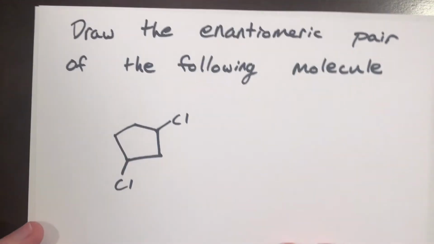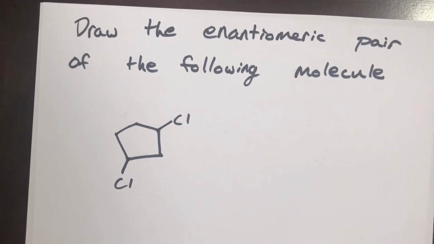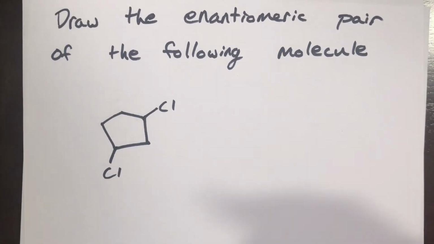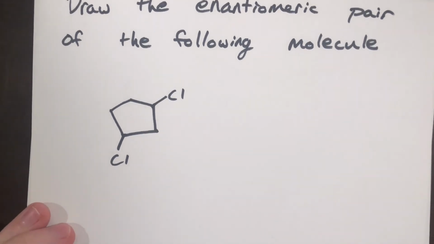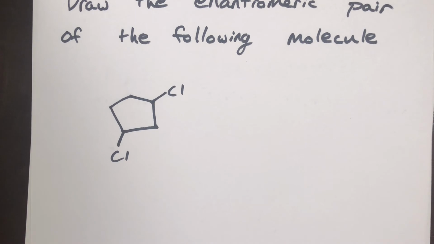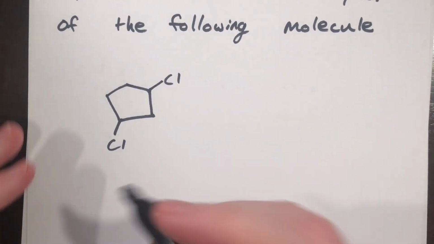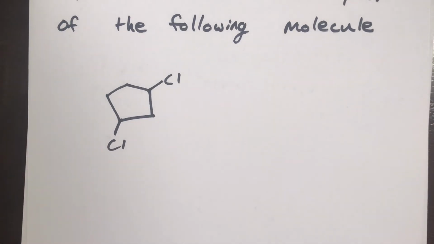Same type of question. Draw the enantiomeric pair for the following molecule. Again, the stereochemistry is not identified as dash or wedge because that's the whole point. You need to draw the molecule as an enantiomeric pair. So again, you just pick a pair to assess to see if it's meso first. That's the only thing that would be of issue here.